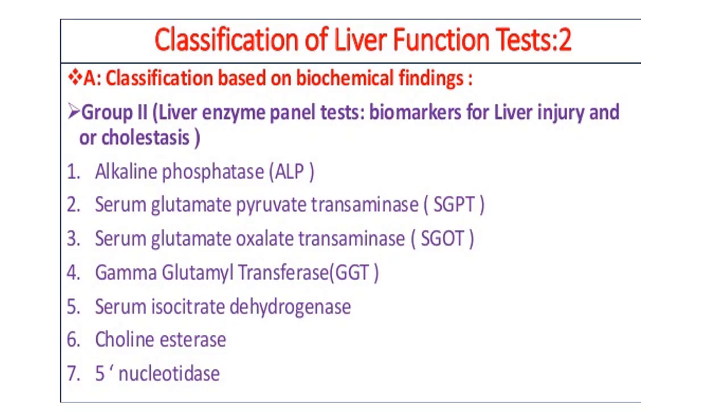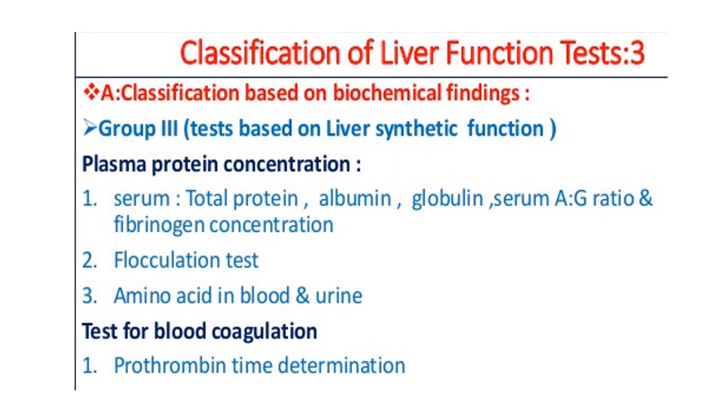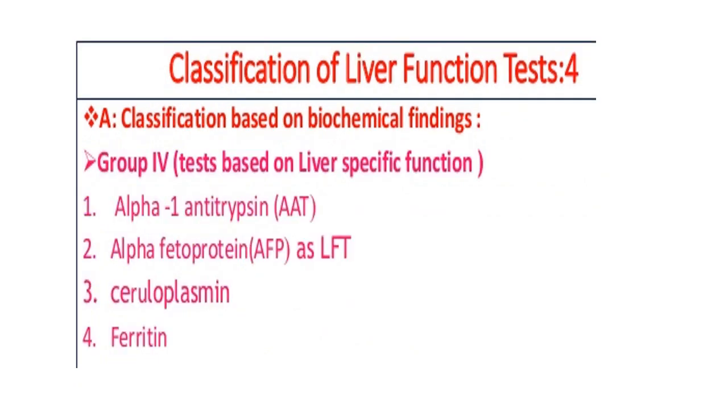The next set of tests are based on liver injury and cholestasis, so all those enzymes that we have discussed. The third one is on the synthetic function: albumin, globulin and A/G ratio, amino aciduria and prothrombin time. Then certain liver specific tests like alpha-1 antitrypsin, alpha fetoprotein, ceruloplasmin and ferritin levels.